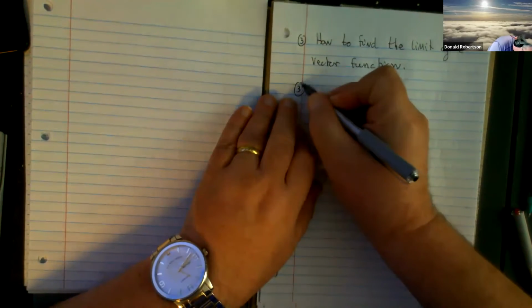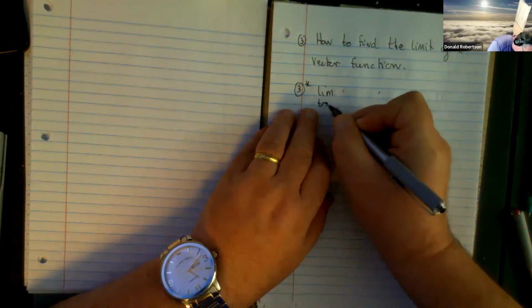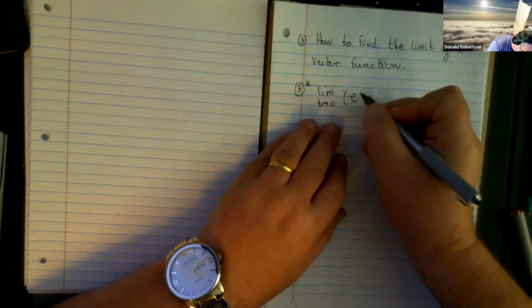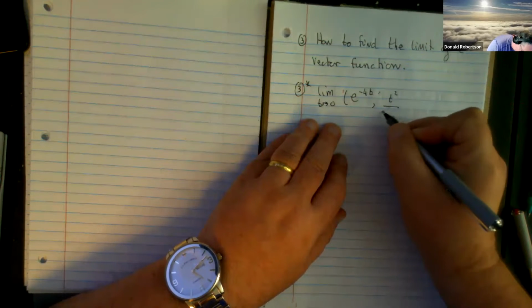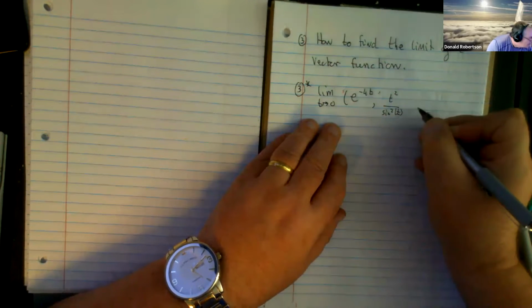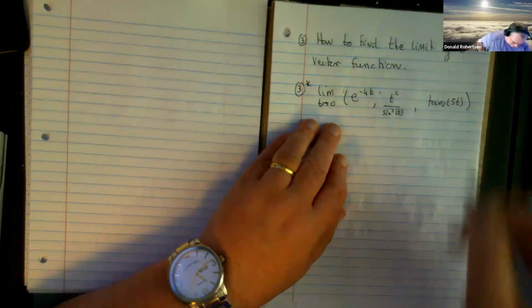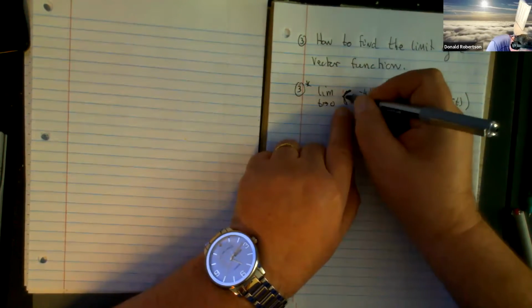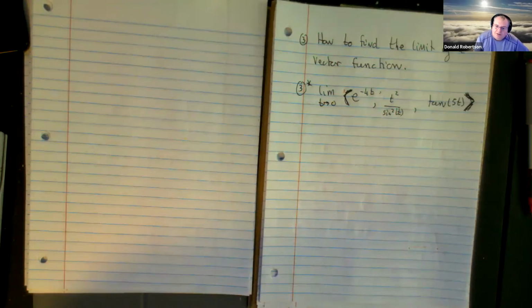Let's do a version of equation 3. We're being asked to find the limit as t tends to 0 of e to the -4t, t squared over sine squared t, and the tangent of 5t. I'd actually put those brackets in, but whatever. WebAssign decided that curves work as well. So there's my space curve. You see it? It's got 3 pieces. And I want to find out what's the limit of this space curve as t goes to 0.